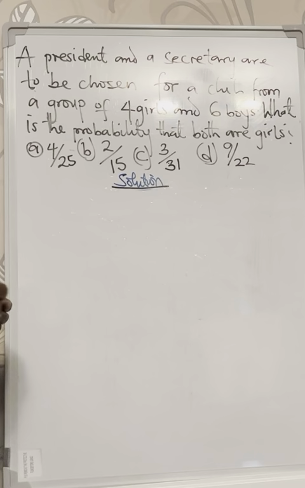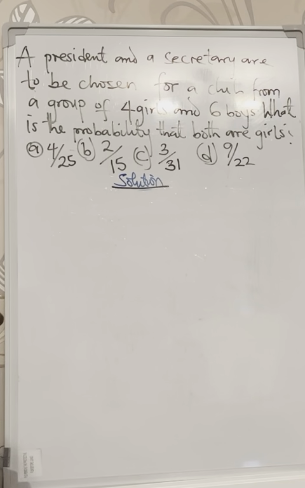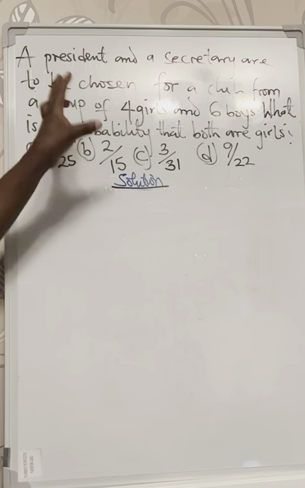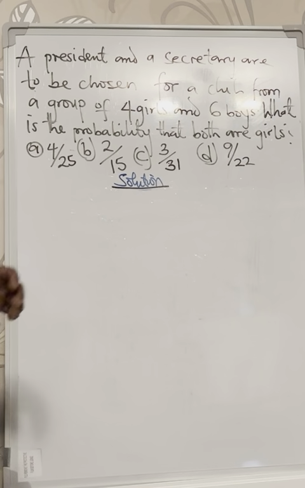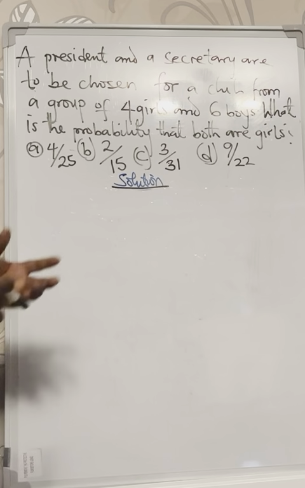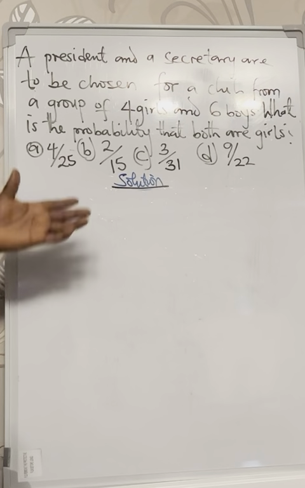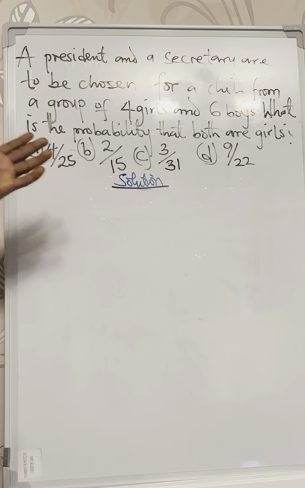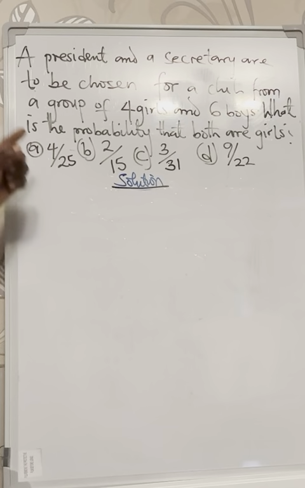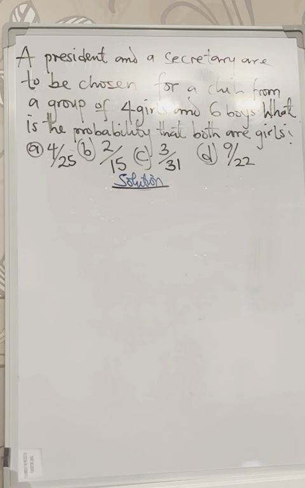I want to say we have another interesting question in probability today. Today we'll be talking about a club. Look at the question about a club that consists of four girls and six boys. They want to elect their president. They want to elect their secretary. Now the question is asking: what is the probability that both are girls? One of the following options will tell you the probability.